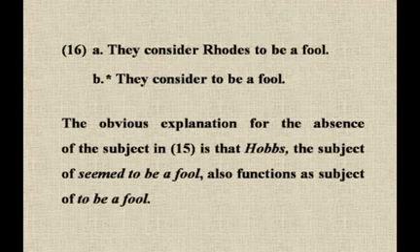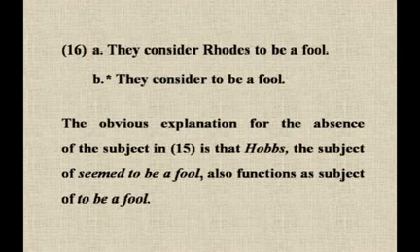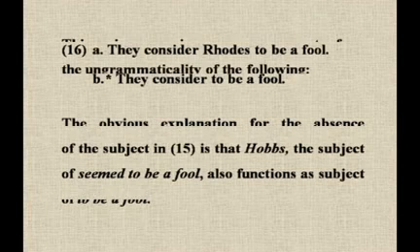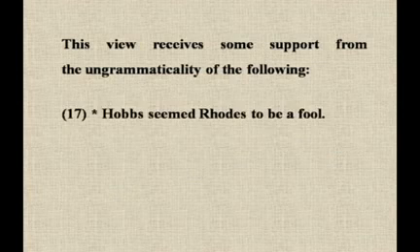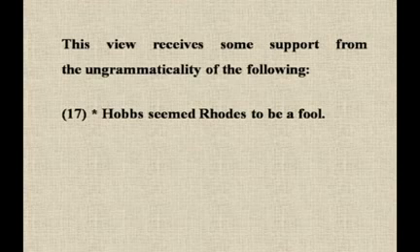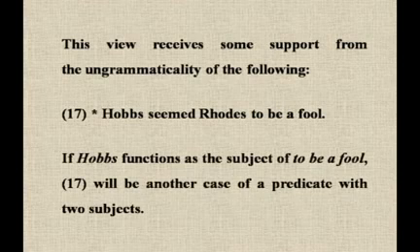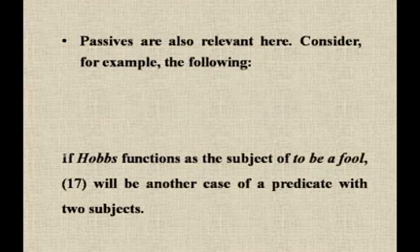The obvious explanation for the absence of the subject in 15 is that Hobbs, the subject of seemed to be a fool, also functions as subject of to be a fool. This view receives some support from the ungrammaticality of the following. 17. Hobbs seemed Rhodes to be a fool. If Hobbs functions as the subject of to be a fool, 17 will be another case of a predicate with two subjects.